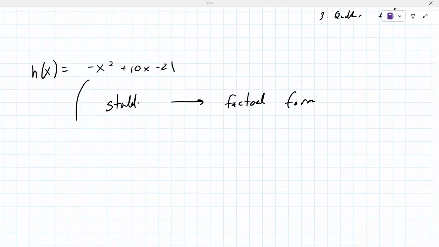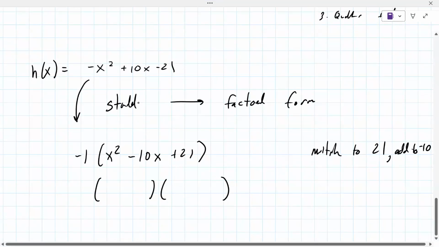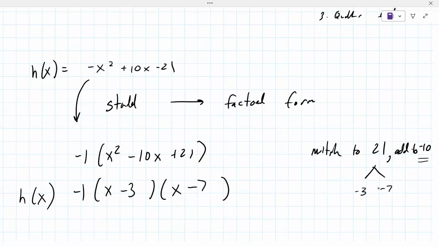Okay, not always, but to do that, we're going to first factor out the negative 1 from everything. So it's x squared minus 10x plus 21. And to factor this, you're looking for two numbers that multiply to 21, but then add to negative 10. Okay. So can you think of those two numbers? Multiply to 21. Seven and 3. So those don't add to negative 10. They just add to 10. So they have to be negative 3 and negative 7. Yeah, so this becomes x minus 3, x minus 7. And this is factored form.